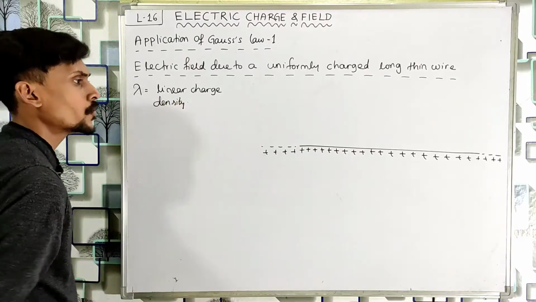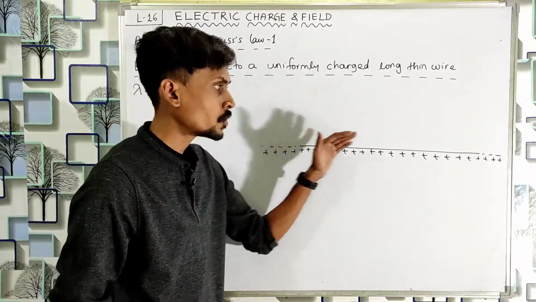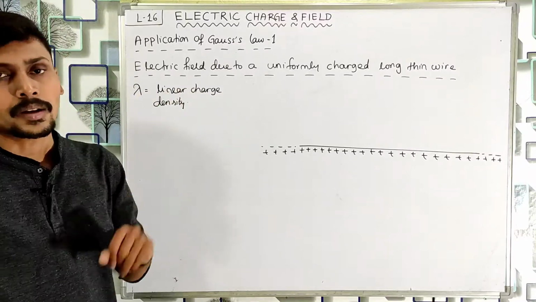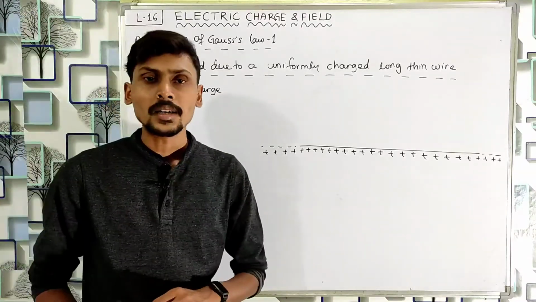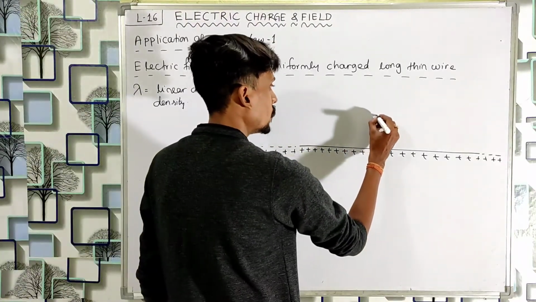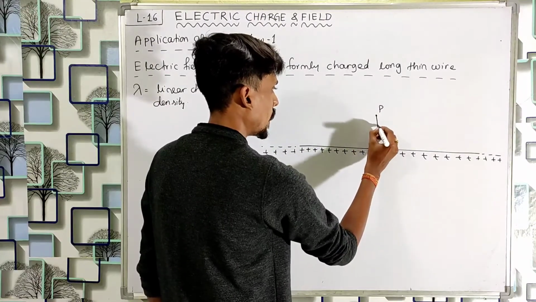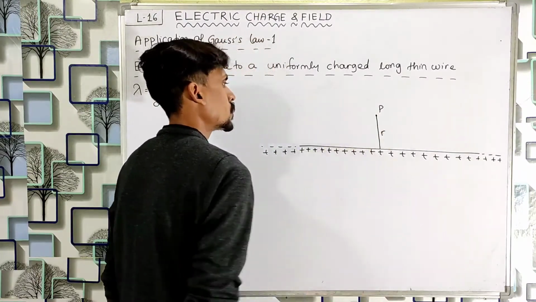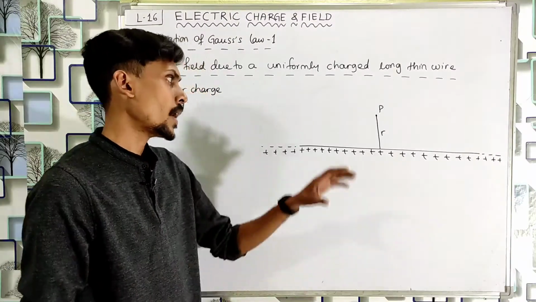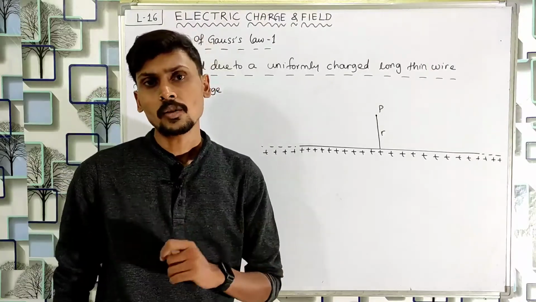So this is the case of a continuous charge distribution, where the charge is uniformly distributed with a linear charge density lambda. We have to find the electric field due to this wire at a distance r from it. Let us choose a point P which lies at a perpendicular distance r from the wire, and we have to find the electric field at this point by using Gauss law.